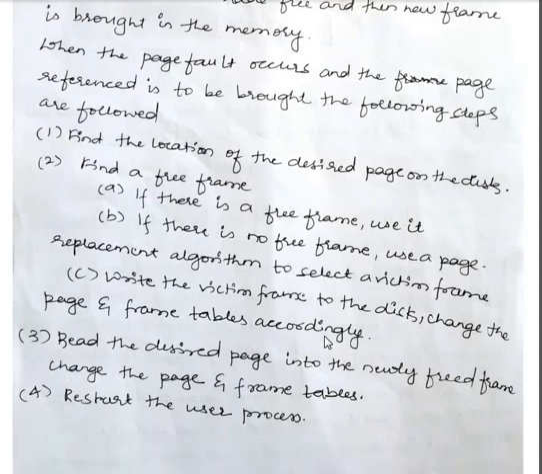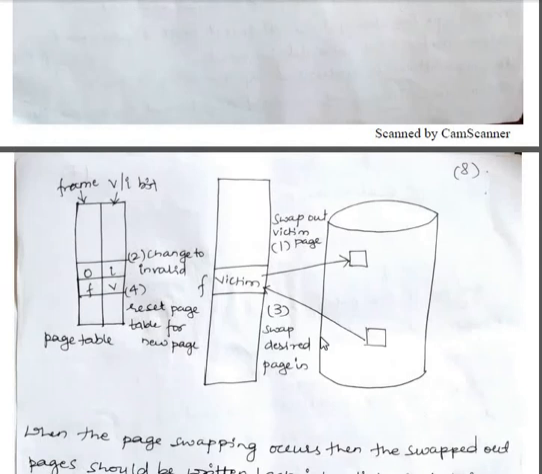Here one more concept we have to study: whenever you choose a victim, it should be written back to the disk, so that it becomes free and a new page is brought into it. Then, is it necessary every time to copy the data of this victim frame into the backing store?